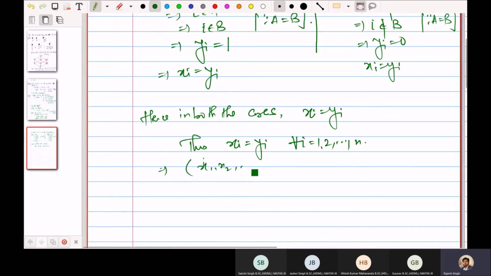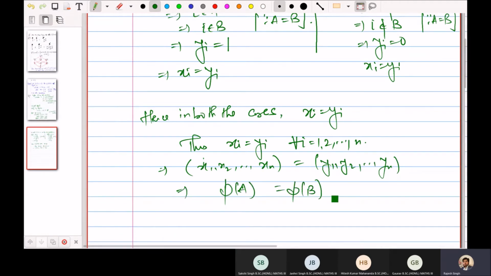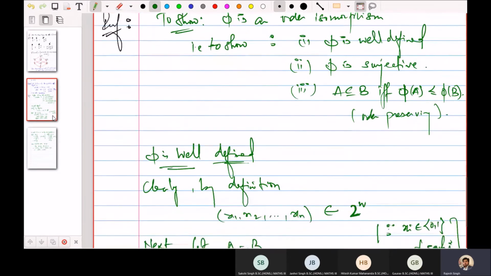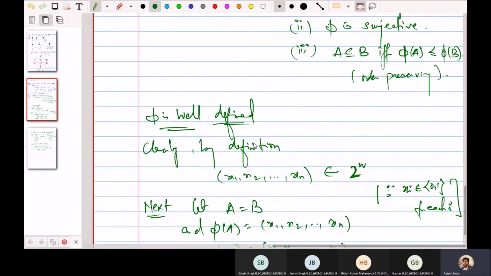And that implies (x1, x2, ..., xn) is equal to (y1, y2, ..., yn), and this implies phi of A is equal to phi of B. So to show well defined, we always have to show these two things. First we have to show that the element we define should belong to 2 to the power n. Why are we doing that? Because xi belongs to either 0 or 1.